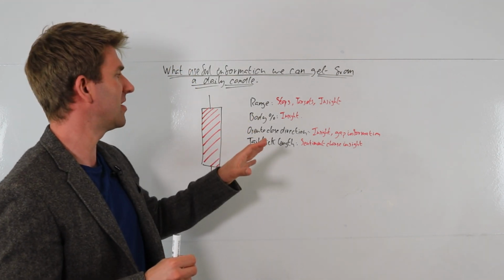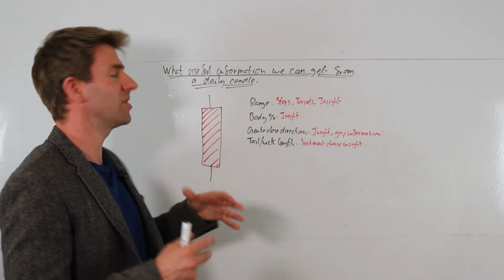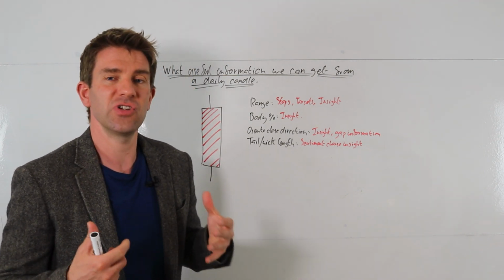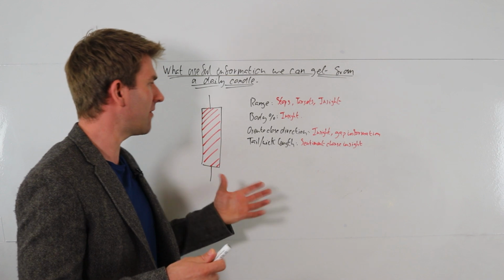So the first thing, guys, is the range. Okay, so the range is the high minus the low. We know this, but what does it actually mean? Well, there's so many things we can get from a daily range.